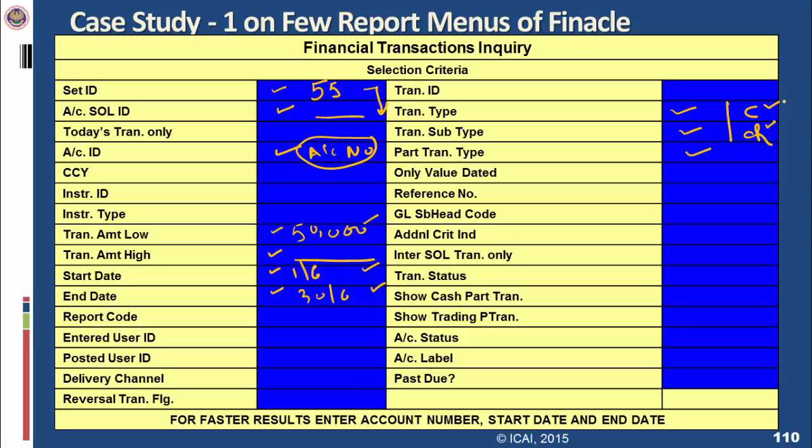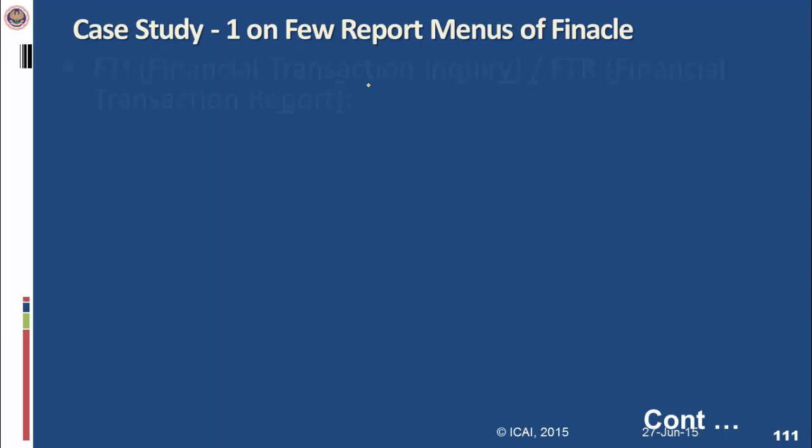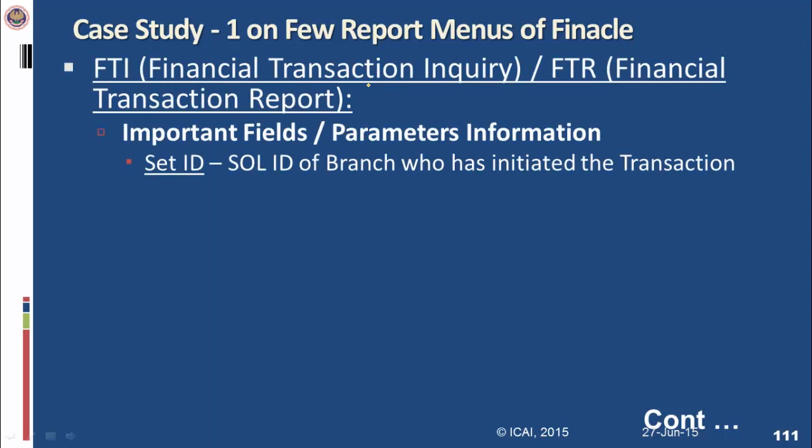If you want to print this information of the next screen, then we should go through the FTR command. The same way we can have it for the 10 lakh transactions also, where we'll be keeping the low amount as 10 lakh, but we'll not be giving anything in the subtype. We'll be giving only the transaction type, because we want both deposit and receipt transactions. To get the fullest potential of this menu command, we should understand the importance of the codes and the importance of the fields. So in the next two slides, we'll understand the important field and parameter information.